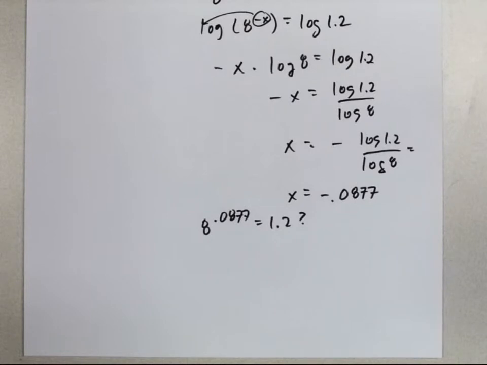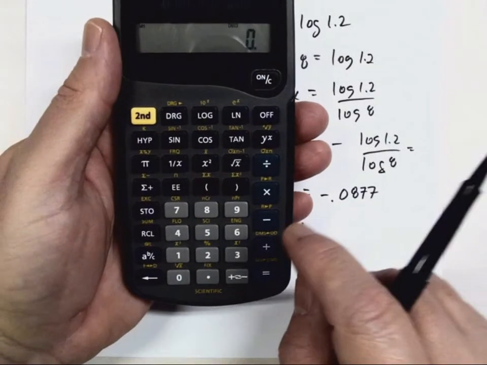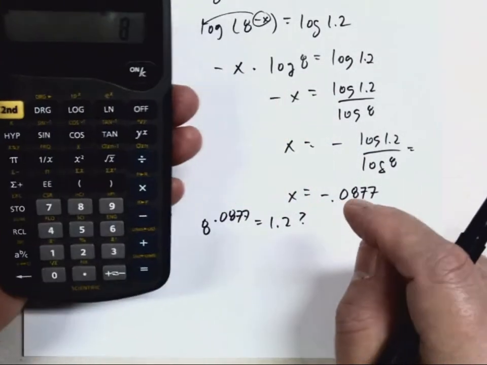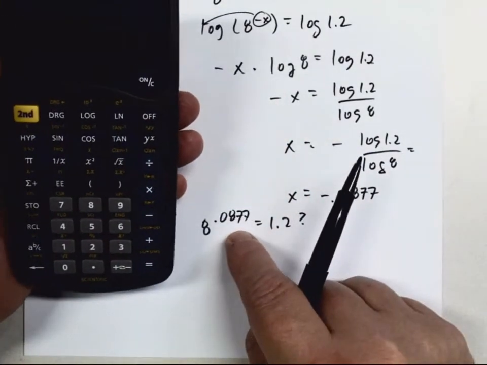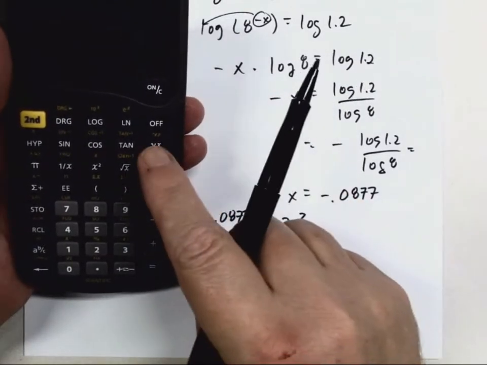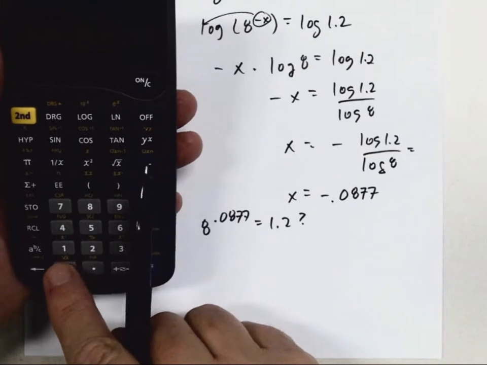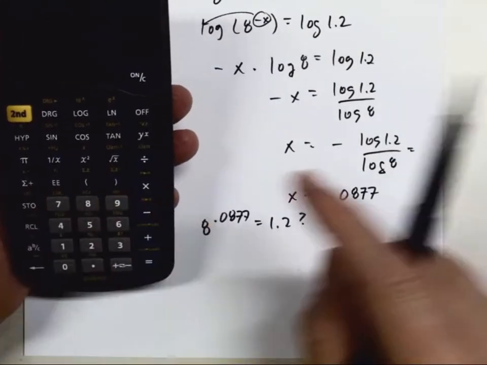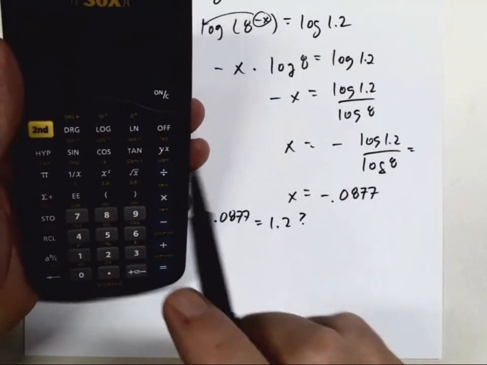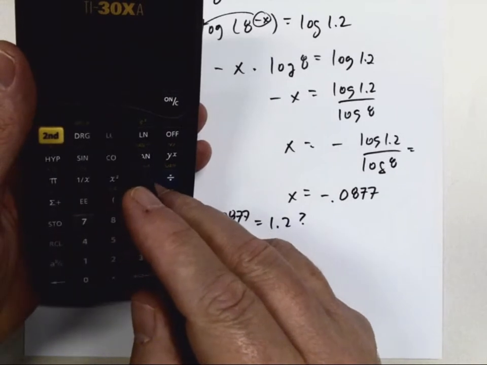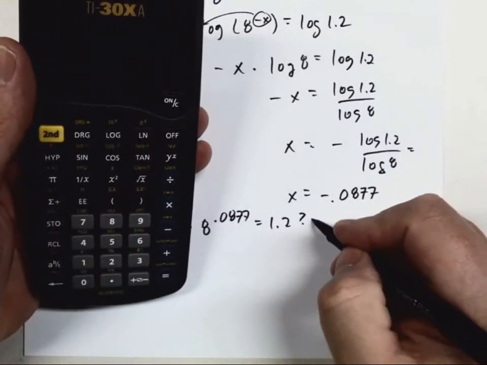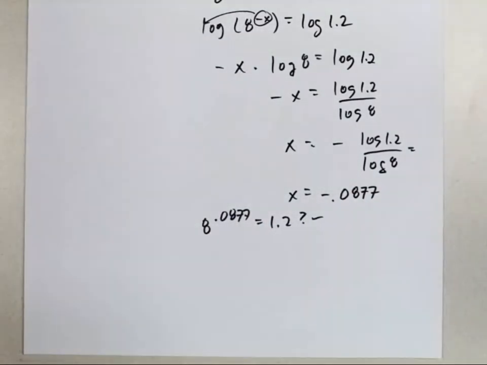So for me, I enter 8. And then for me, it's a y to the x key, which allows me to set my exponent to 0.0877. What does that equal? 1.200005. So, yep. That's it.